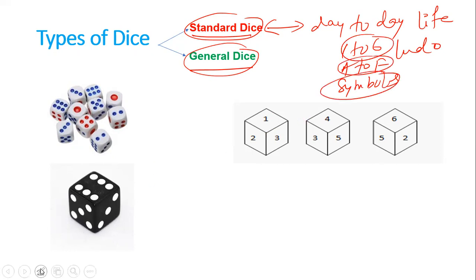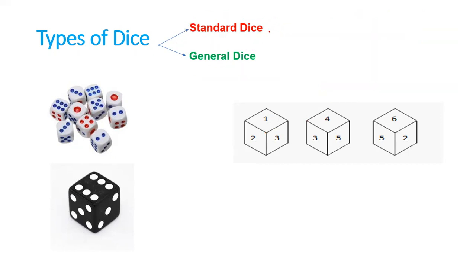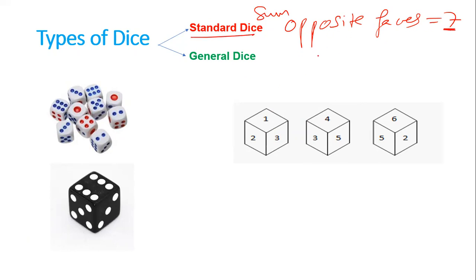So what is standard dice? First of all, a dice in which the sum of opposite faces is 7 is called a standard dice. If the sum of the two opposite faces is 7, we call it a standard dice. For example, this is something like a standard dice. This is also something like a standard dice.